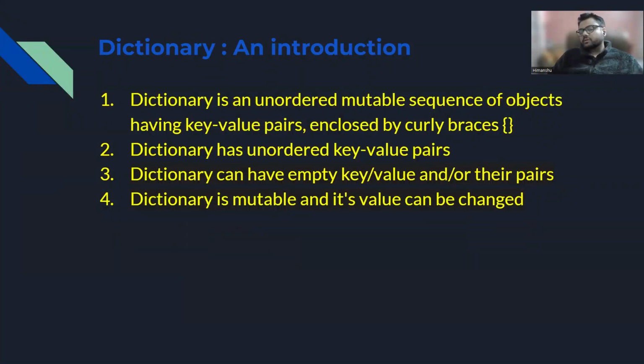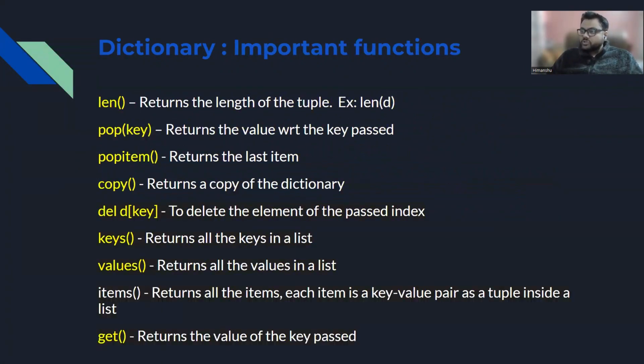So this is another one-liner interview question: can we have empty key value pairs inside a dictionary? Answer is yes. Also, a dictionary is mutable, like a list, right? As we saw with tuples and strings, they were immutable. Once you add a value to them, it cannot be changed. But in a dictionary and a list, it is possible. Now, let's dive into some important functions of dictionary.